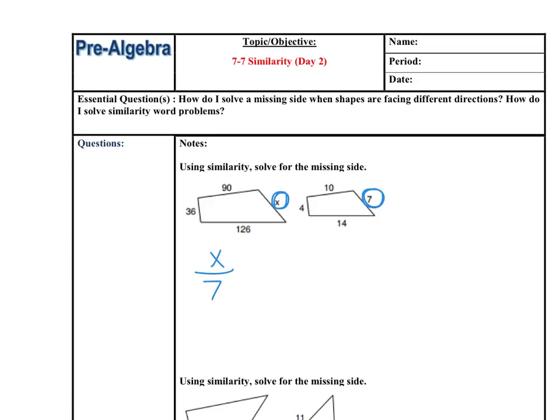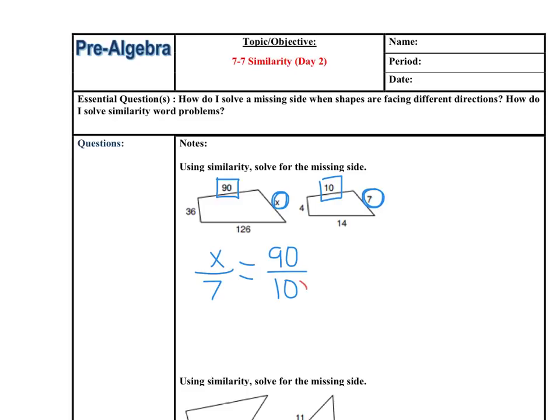Now I have to pick another side from the left and match it up to the one on the right. I'm going to pick 90 on top. So 90 from the left shape would match with 10 from the right shape. So my other fraction would be 90 on top and 10 on the bottom. I need to put my equal sign in between, and now I have a proportion that I can cross multiply.